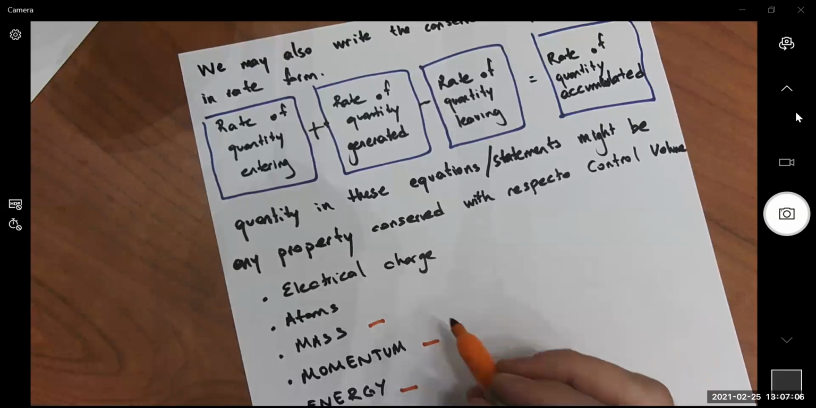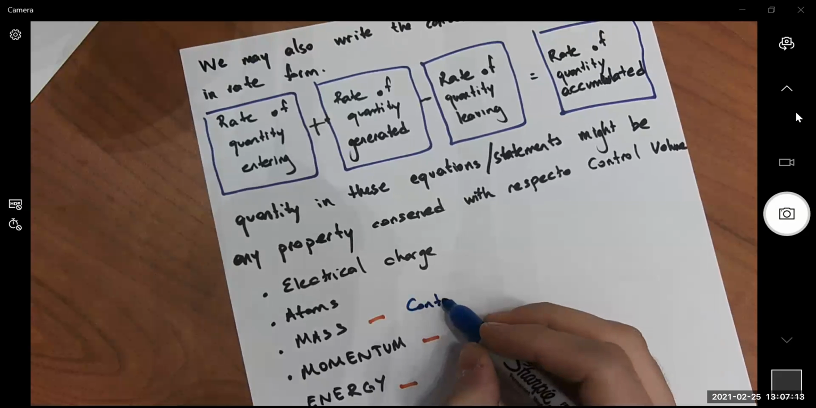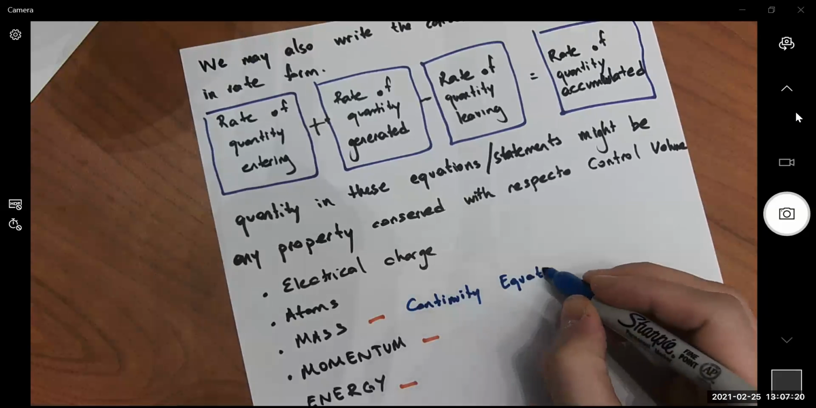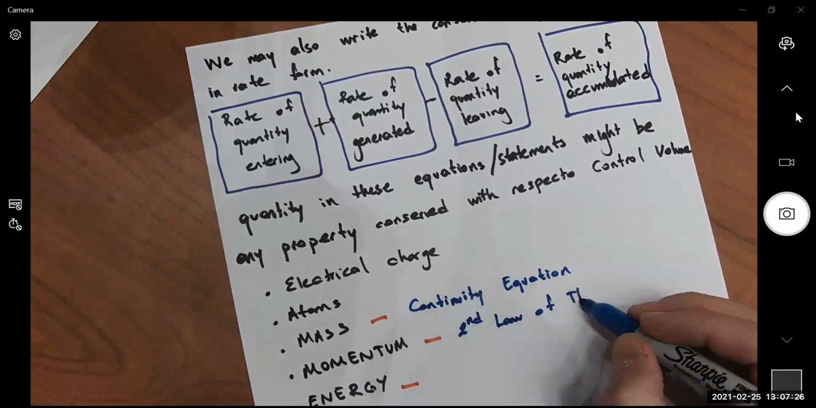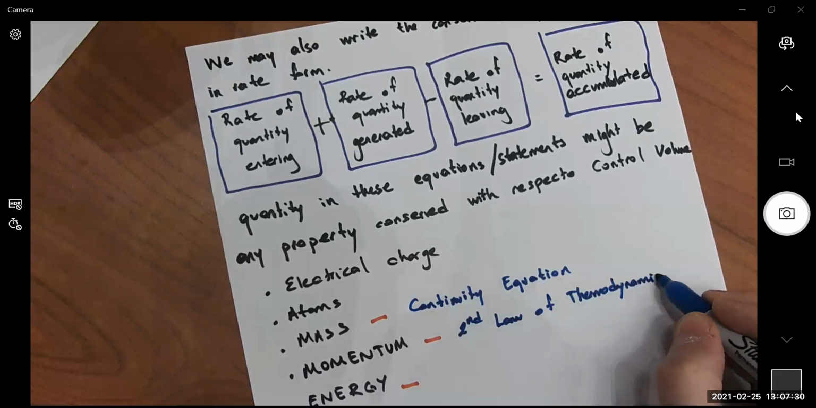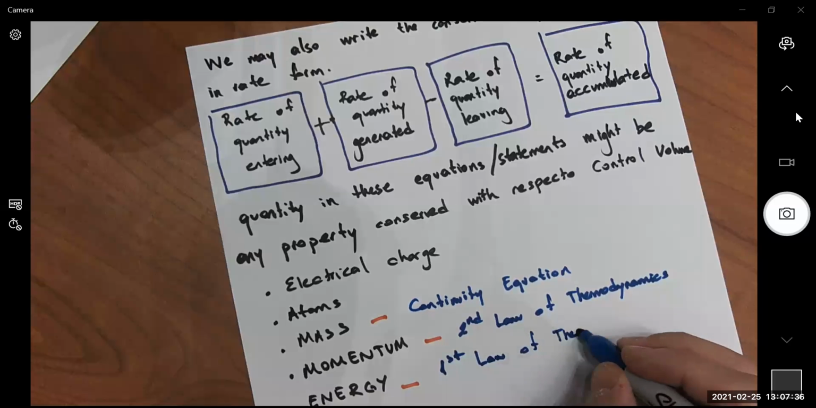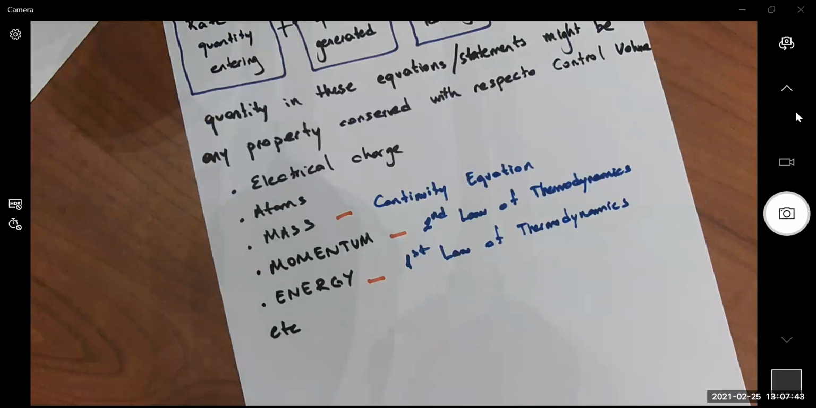Mass is called the continuity equation. Momentum, second law of thermodynamics, and energy is the first law of thermodynamics. Let's start with the first one, mass.